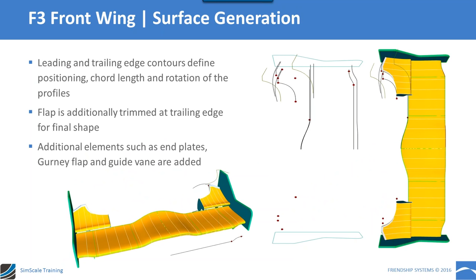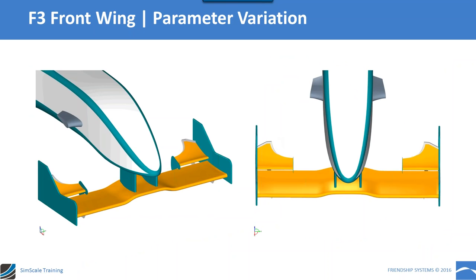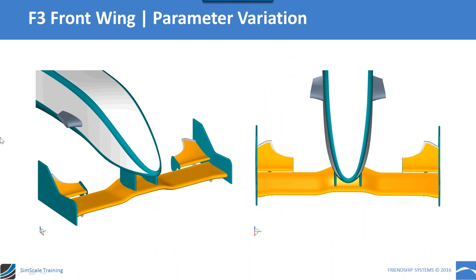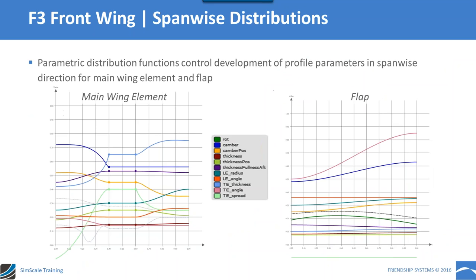Here we have the paths of the elements of our front wing: the path for this flap here, and here the path for the main wing. Now it's a fully parametric model, and the idea is, if I go back just two slides, these functions, like I said, control these parameters.